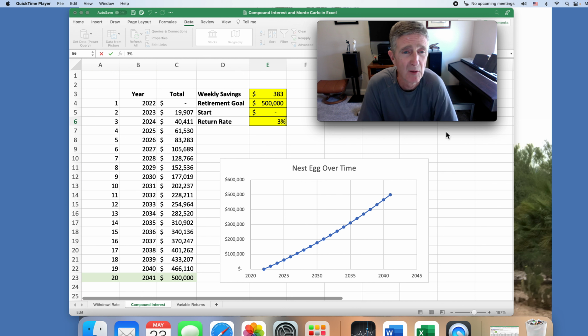We're going to talk about how to save for retirement, how much you need to save every week, what interest rate you'll need, and a target for your retirement. For this example, let's say we're in our 40s and we want to retire in our 60s, so we're going to look at a 20-year horizon.